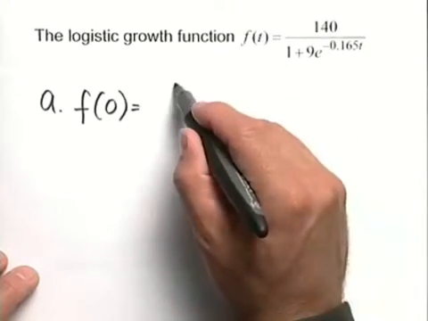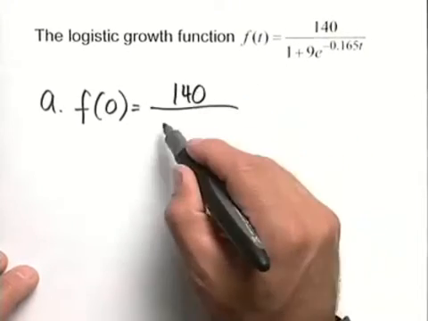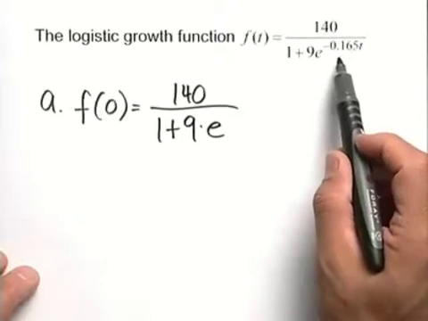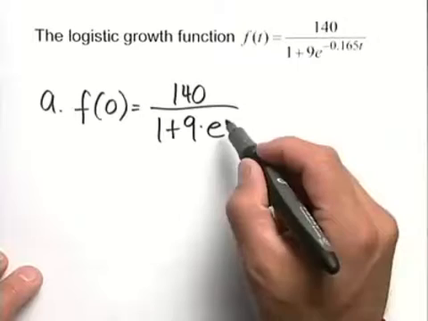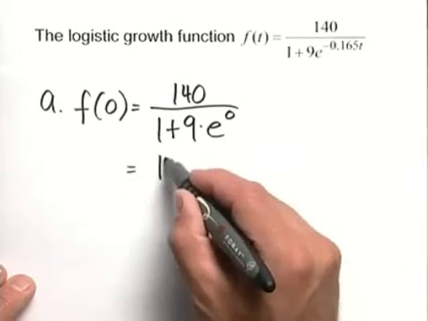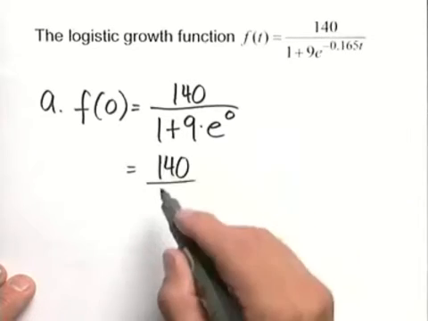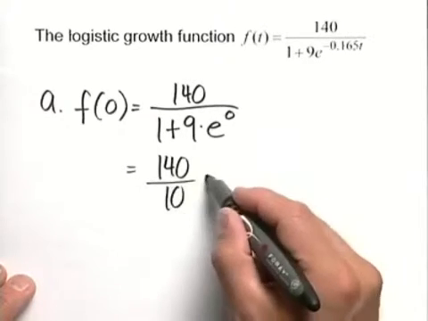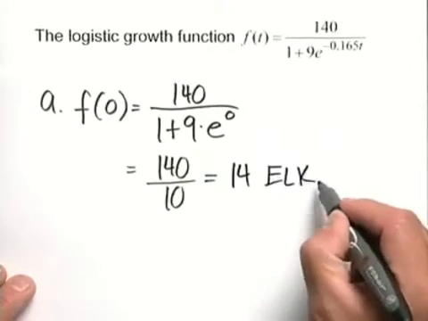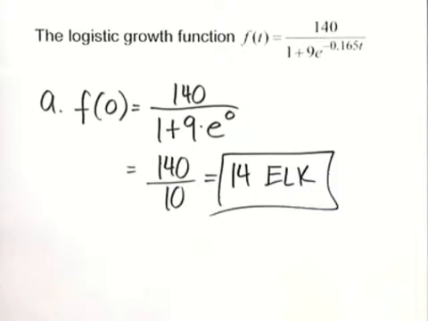So if we plug that in there, we have 140 all over 1 plus 9 times e to the negative 0.165 times 0, which is going to be simply e to the 0, since we're replacing t with 0 in this problem. We know anything to the 0th power is 1, so we can write this as 140 all over 1 plus 9, or 10. So we know that our initial population, when we started out with, was 14 elk.